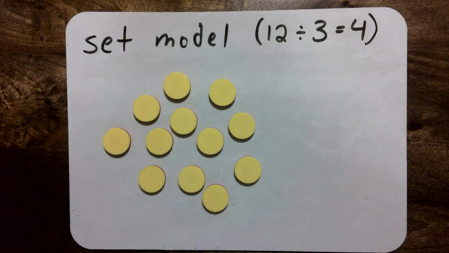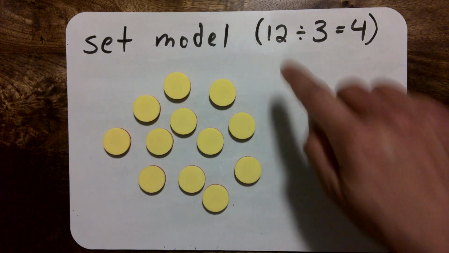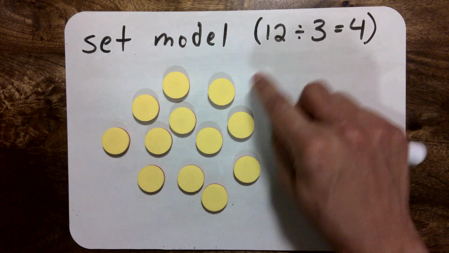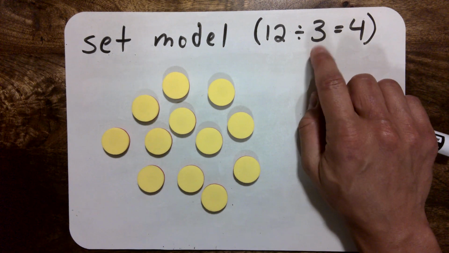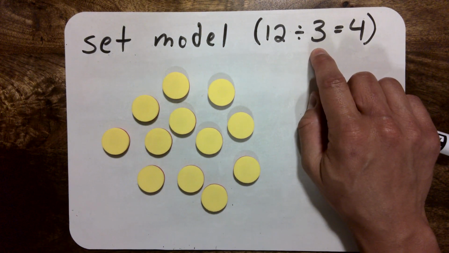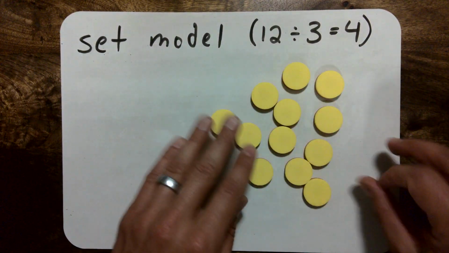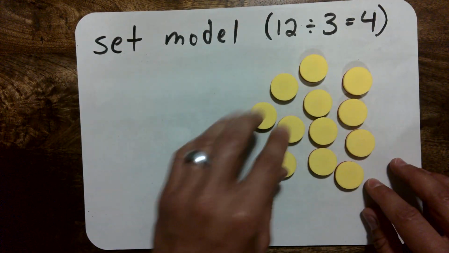So for the set model, again, we're just counting the number of objects in each group. We're not measuring any dimensions. So 12 divided by 3 says that we have 12 counters in this case, and we want to create groups that have a size of 3. So we're not creating 3 groups, it's groups that have a size of 3. Okay, and we want to figure out how many groups of that size we can make.